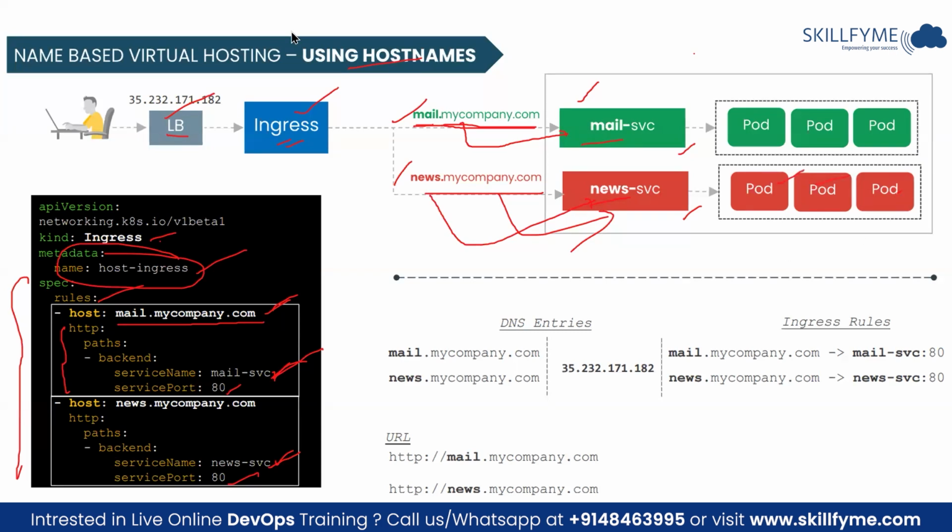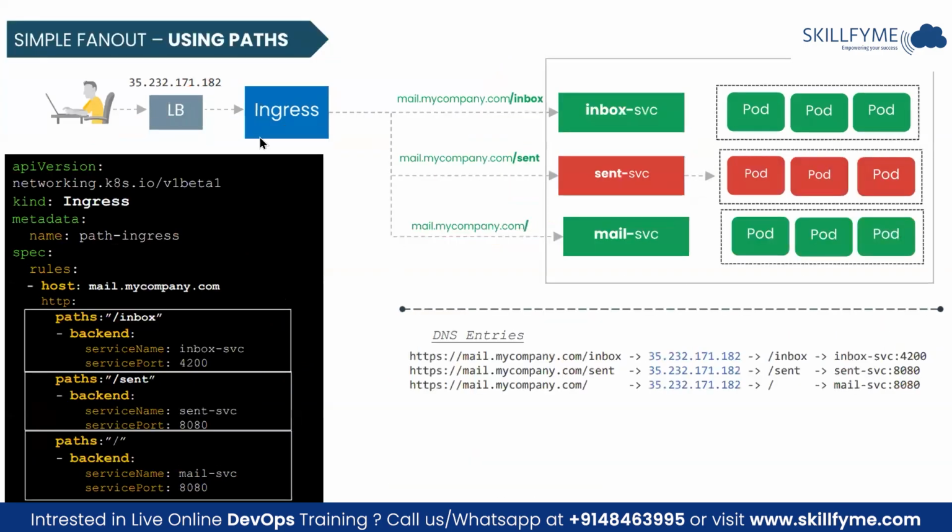Similarly, there is something called path-based routing, which is the same as what we have seen earlier. Let me clear the screen here. Assume that in my mail service itself, I have some sub-services like inbox, sent items, and other things. Now my Ingress controller will have some set of rules. There I use the host name as a common entity, and for this host name, the services associated will be defined as paths.